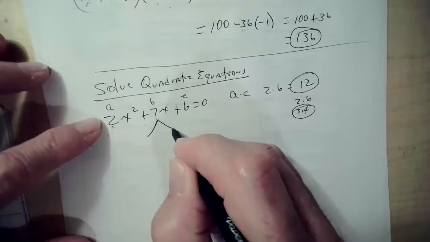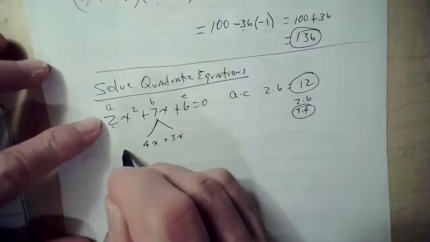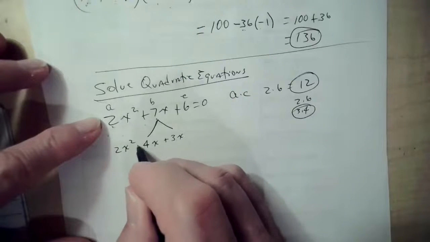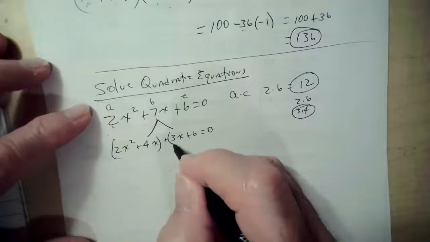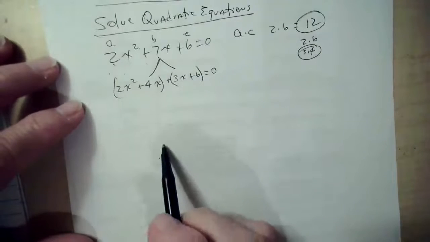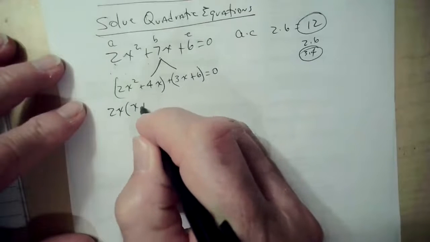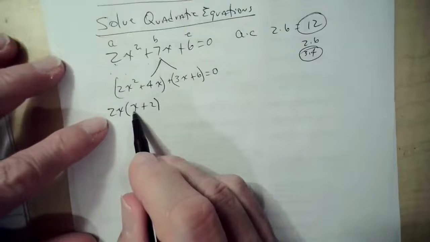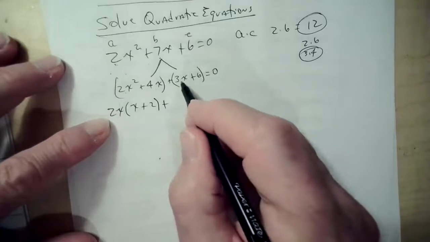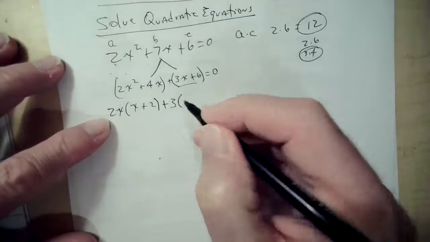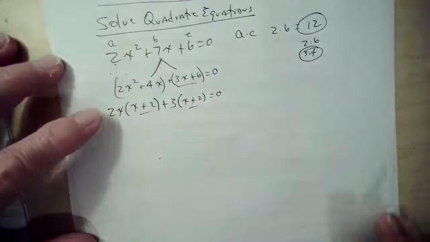Now which one do we want to put next to the 2? What we're going to do is split this 7x into 4x and 3x. So we have 2x squared plus 4x plus 3x plus 6. Okay, now we do grouping. Now what can we factor out of this one? 2x. 2x times x, 2x squared. 2x times 2, 4x. Okay, we're right. Plus, and what can we factor out of this? 3.